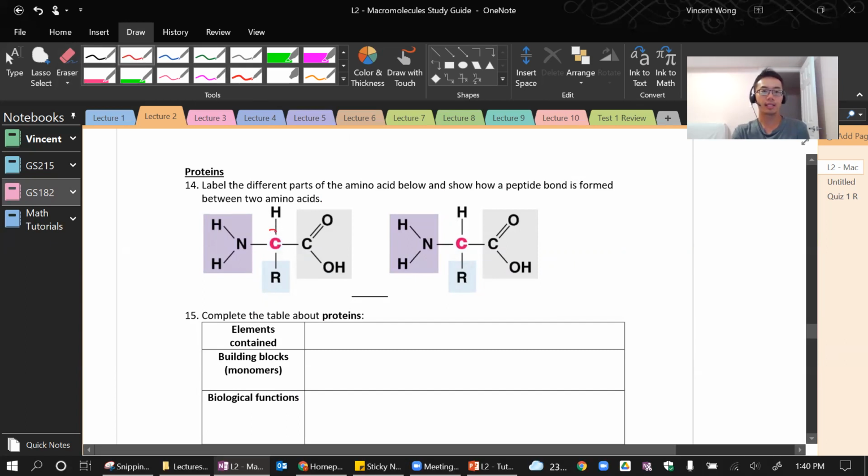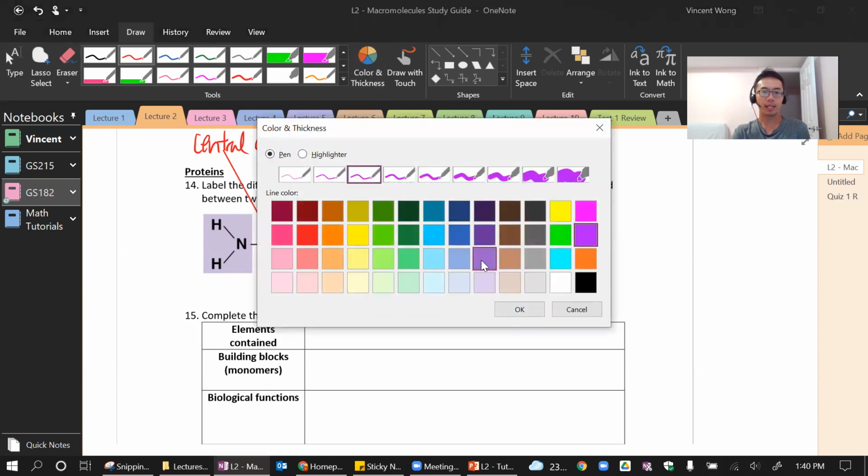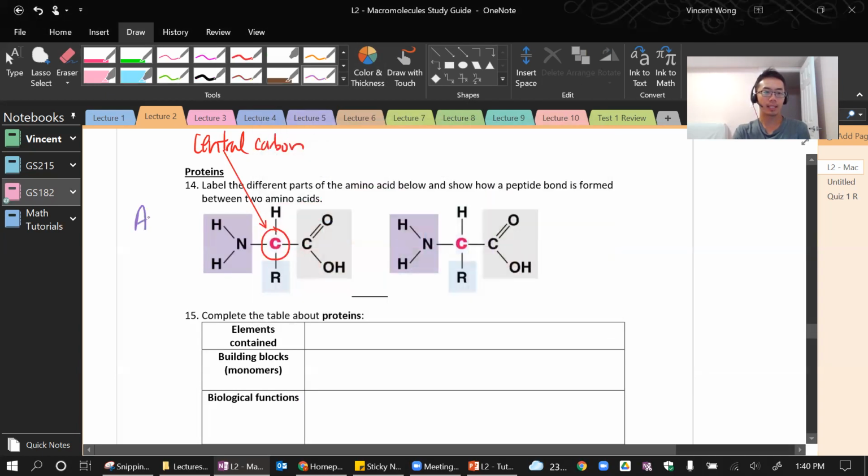So there is the central carbon. And the central carbon is connected to a hydrogen always. And then there is going to be the amino group on one side. Amino group. Don't worry about why this is called amino group. It's just the way it is. You will learn these names in chemistry, okay? Amino group, because ammonia is NH3, so this is related to that. That's why it's called amino group.